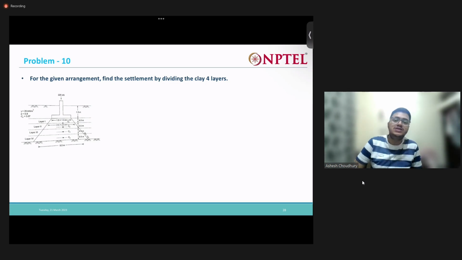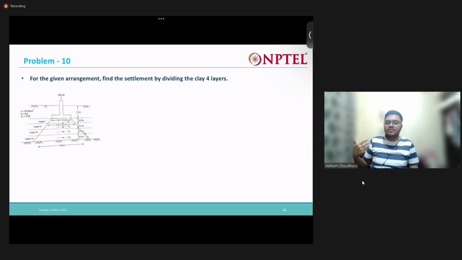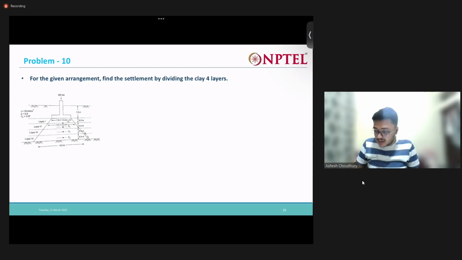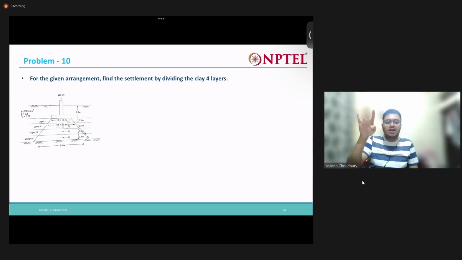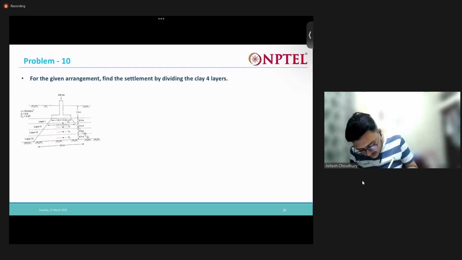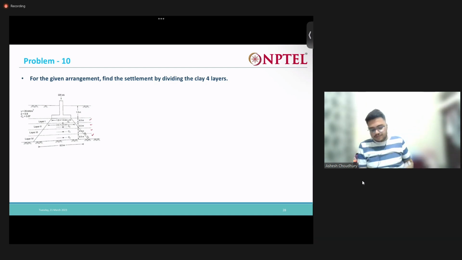See, previously what we did, we just divided the clay layer into 2 layers. Okay, we just divided it into 2 layers and determined the settlement. Now what we need to do is determine the settlement by dividing the clay into 4 layers. Okay, so what we did was we divided this clay layer into 4 layers, and we determined the settlement. Okay, so each layer is 0.5 meter thick.